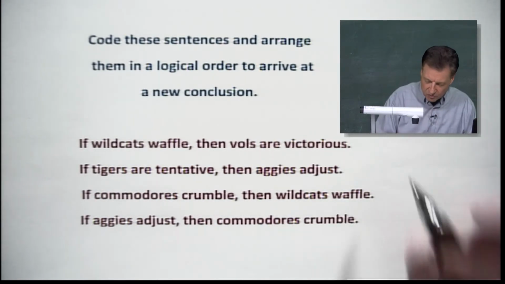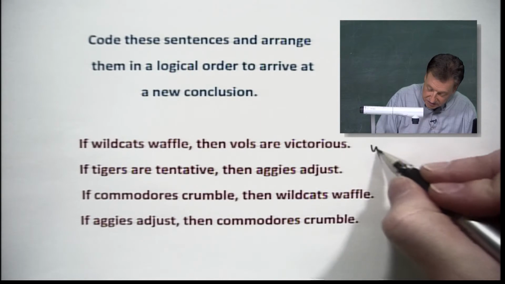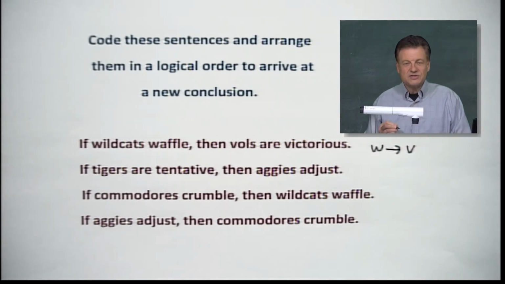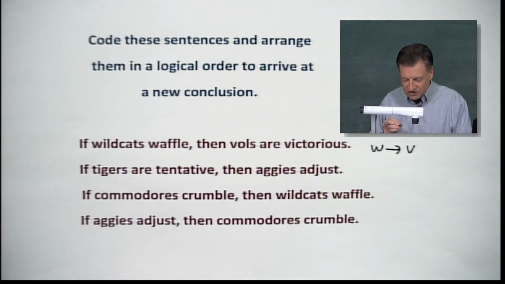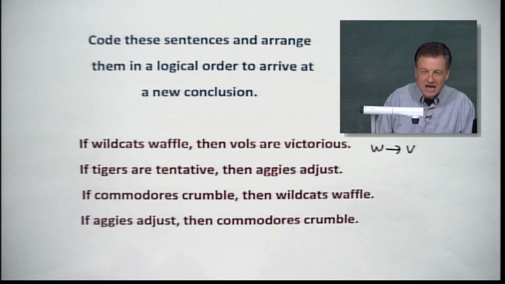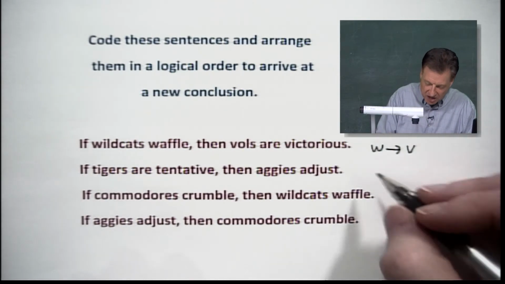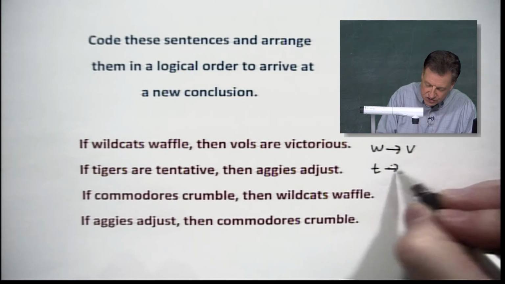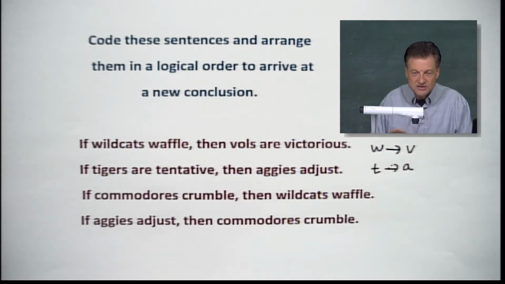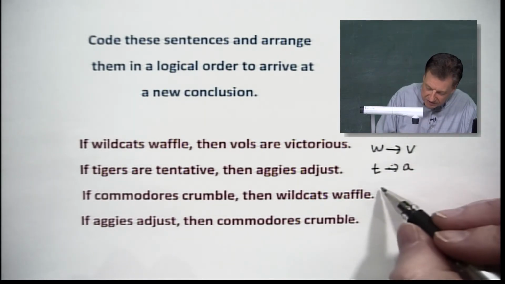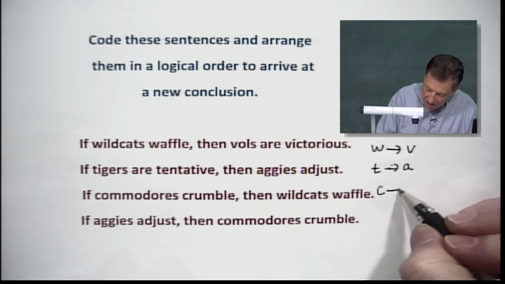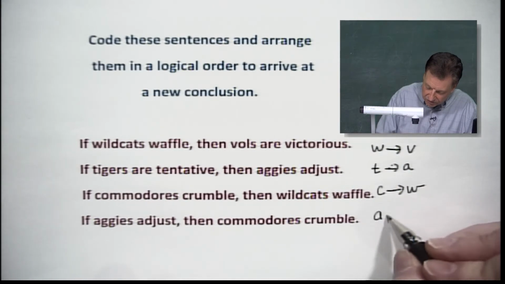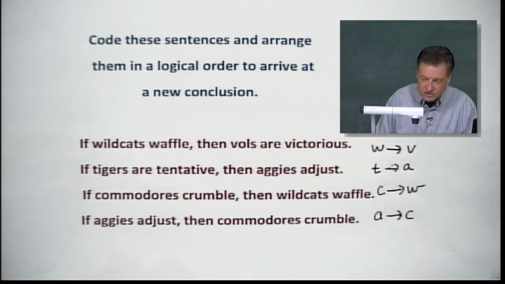So what we're going to do, we're going to code. So this says W leads to V. Oh my goodness. Wildcats waffling. I've already got some folks in Kentucky going, no, don't do that to us. Then the Vols are victorious. That would be Tennessee. All right. Now, Tigers are tentative. We'll make that T and leading to A, the Aggies, trying to adjust whatever they do out there. Then we got the Commodores coming in for the first time. They're hooking up with the Wildcats. And then the Aggies also, if they adjust, then the Commodores are going to crumble.